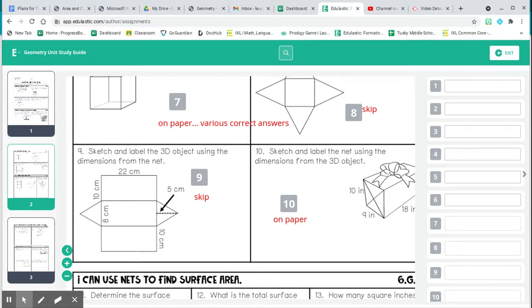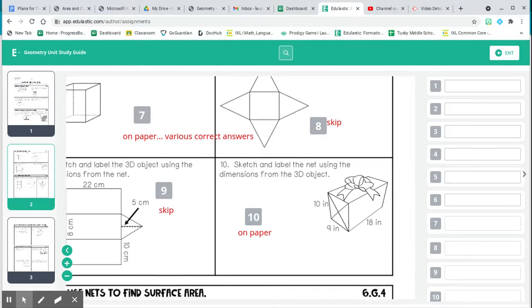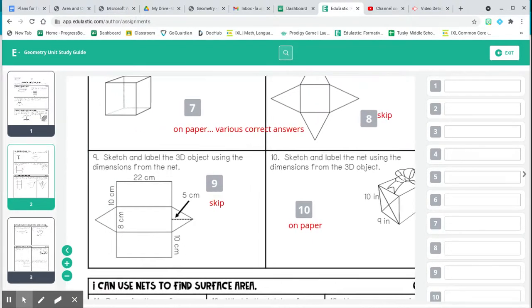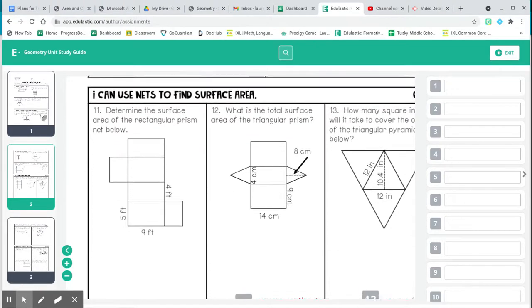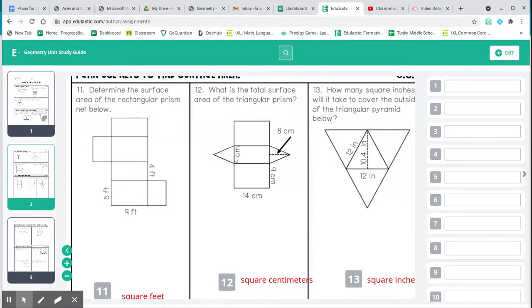Then same thing. I do want you to draw the net for number 10. Just do it on a piece of paper, okay, and put the dimensions on there. And same thing, you can just type paper for number 10. All right, 11, 12, and 13, you're just finding surface area. So make sure you're paying attention.